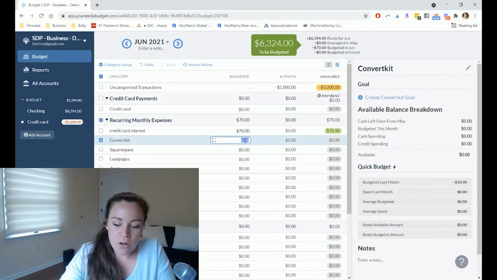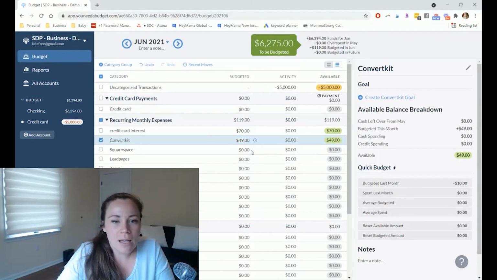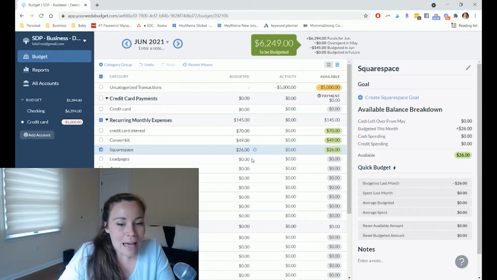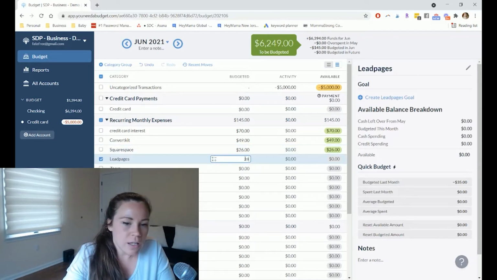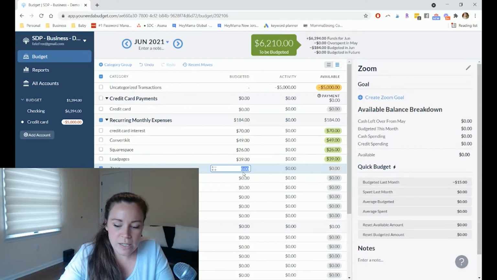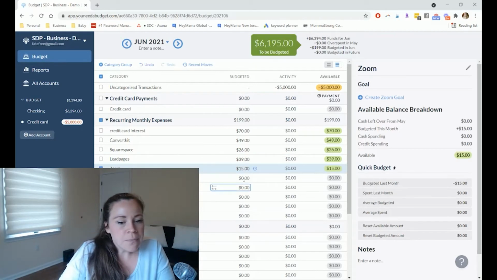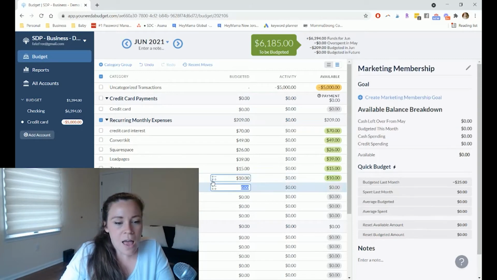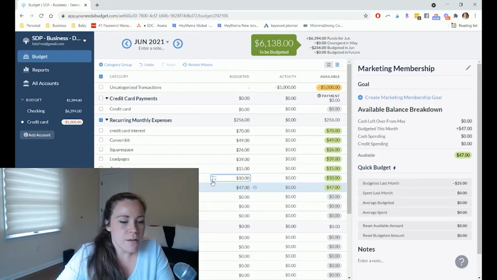We also have to pay for ConvertKit. I might be making up some numbers here. Some of them are off the top of my head from my budget. I usually pay $39 here. Zoom is like $15 a month. Acuity is usually around $10 a month. This is a made up one, so I'm going to say like $47 a month.